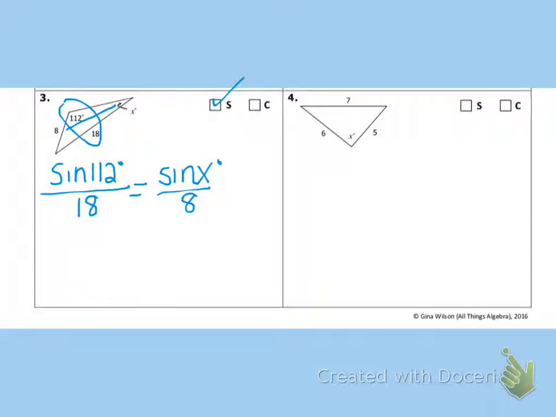I want to remind you about what we call the ambiguous case. That's when we use the law of sines to find an angle, there's always this potential that another angle could exist that would make a different triangle, but also work with the given values. And so we always have to keep that in mind, but we do start off just the same as far as how we solve. We're going to take the cross products, and that's going to produce 18 times the sine of x is equal to 8 times the sine of 112 degrees.